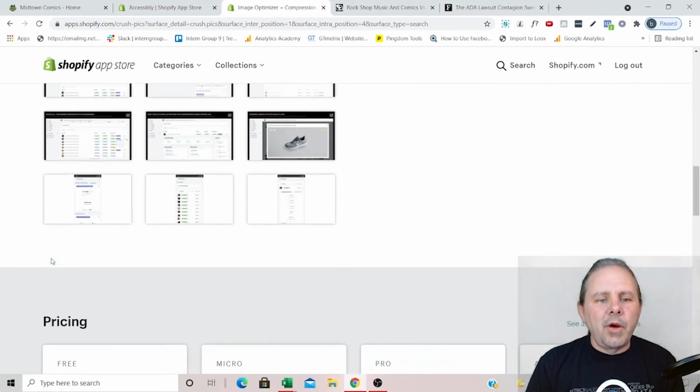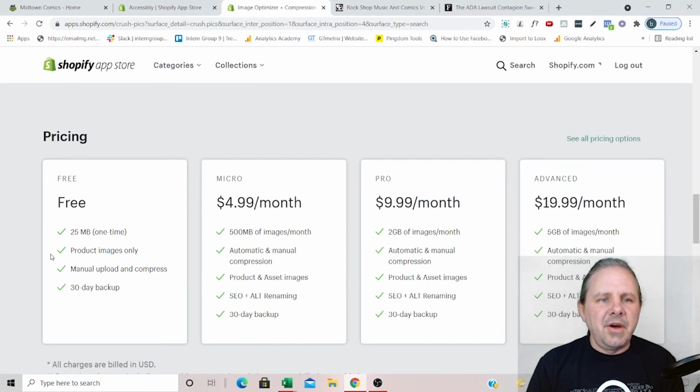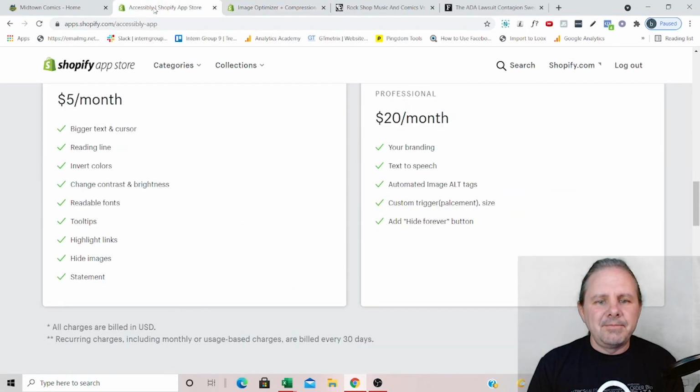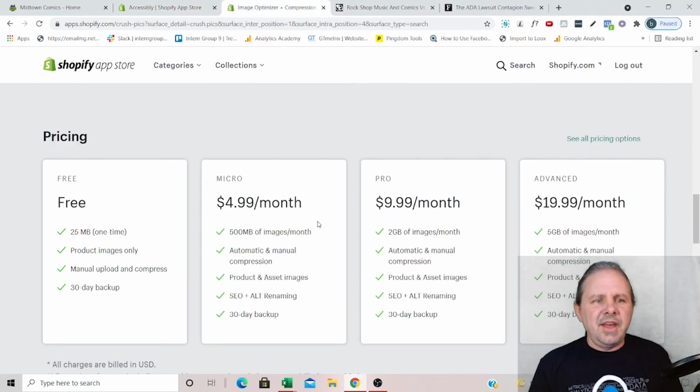So one workaround, instead of the $20 a month for Accessibly with the automated image tags, you could do the $5 a month, and then do something like this with a SEO or some kind of image optimizer that will automate that. And depending on, again, how many products you have, it could be anywhere from free, if you have just a few, to $4.99 or $9.99 a month. So this may be more cost effective for you.